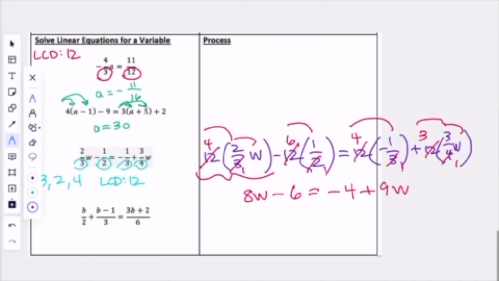Let's bring this 9w to the left and make it negative w. And let's bring this negative 6 to the right and add a 6, and that will give us positive 2. So negative w equals 2. When I multiply both sides by negative 1, that would mean that w is equal to negative 2.